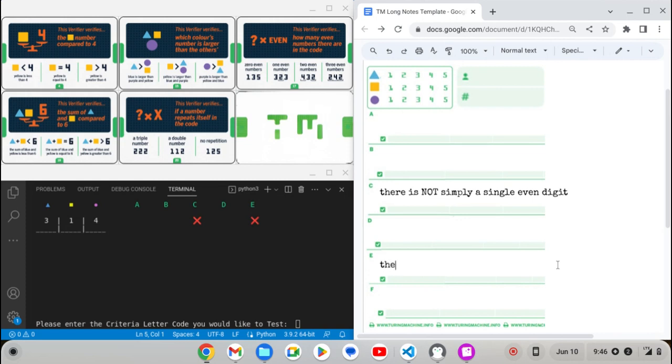So a double number. Basically, there is a digit that repeats twice, and then you have a single number afterwards. And so again, going back to criteria card B, it could be that they're all even. It would be 4 is the largest, and then you have a double 2.